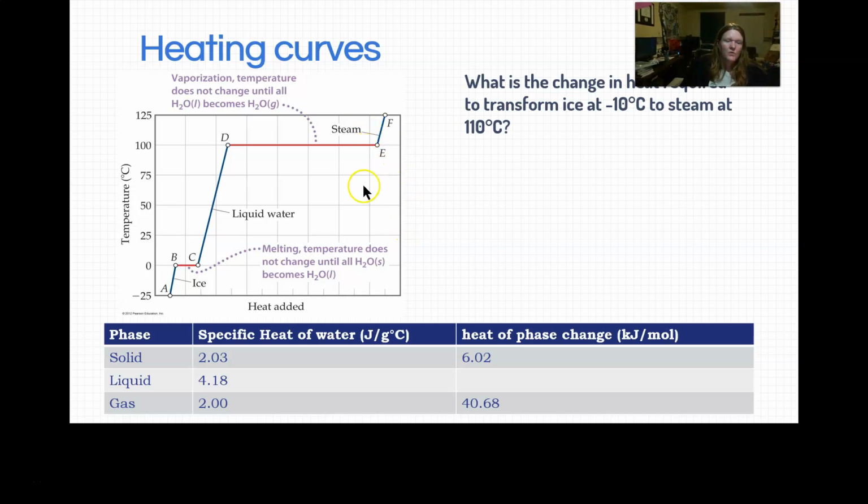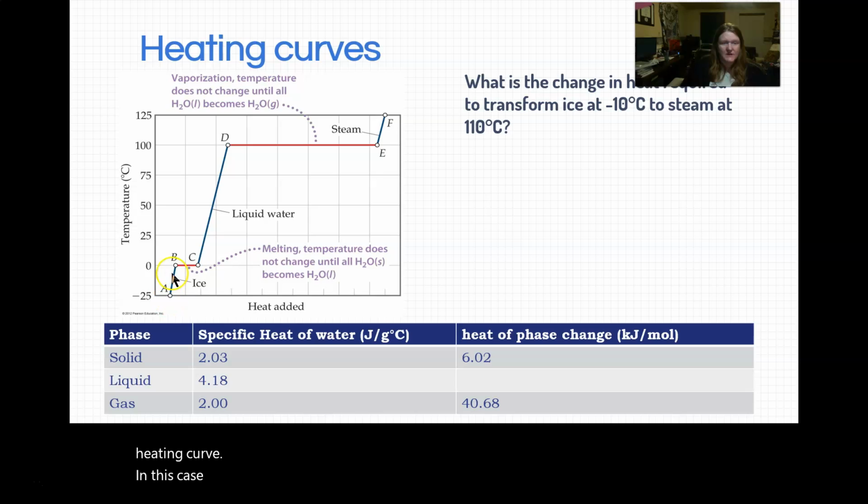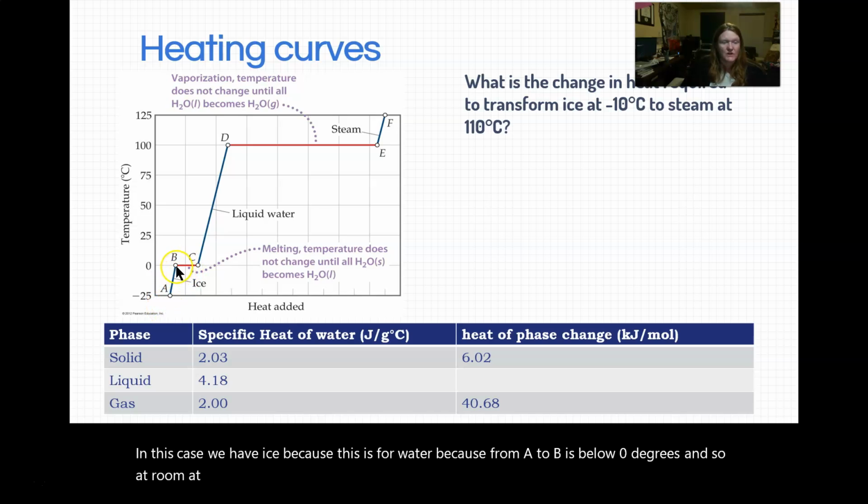So we can summarize all of the phase changes that can happen on one graph. This is called a heating curve. In this case, we have ice, because this is for water, because from A to B is below 0 degrees. And so at atmospheric pressure and normal conditions, that means ice, solid water. Then it melts in the BC section.